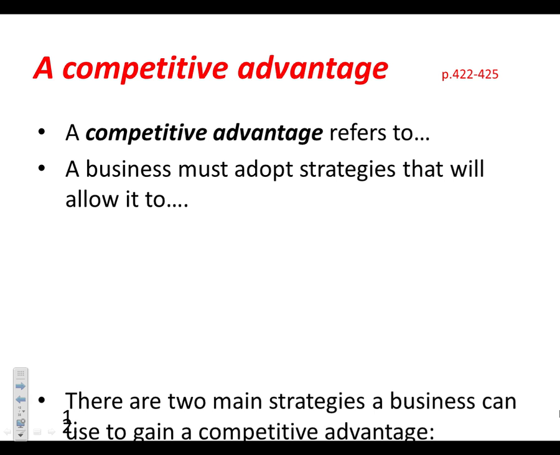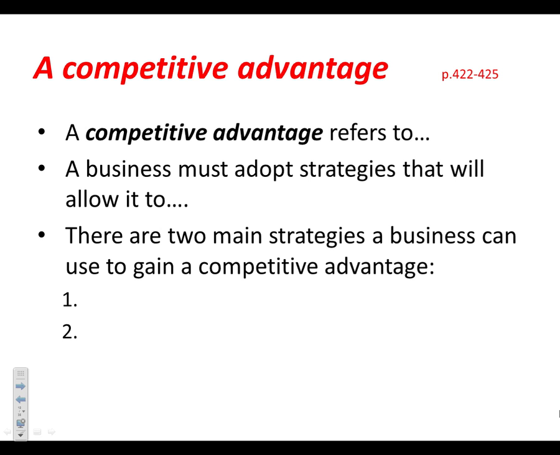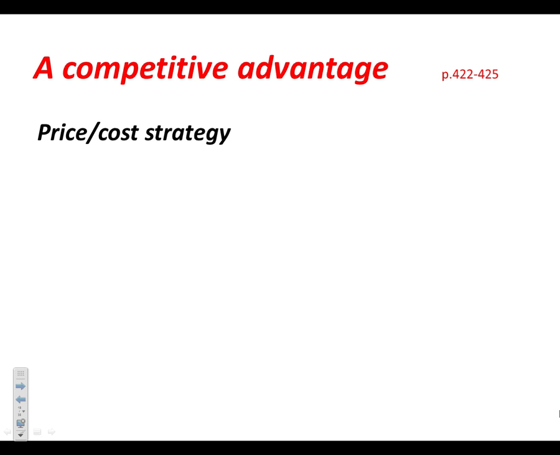So there are two main strategies a business can use to gain a competitive advantage, and you should know them by now. One starts with P, the other starts with D. Have you got it? Well, here we go. The first one is a price or cost strategy. Okay.